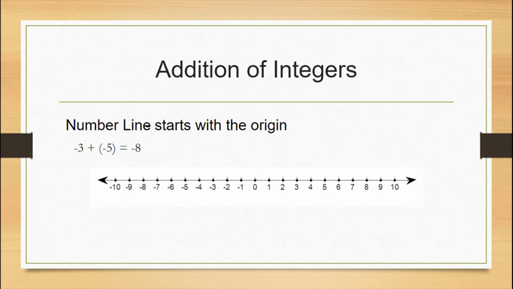So again, let's start with our origin, which is 0. And we're going to move 3 steps to the left since it is negative 3. So 1, 2, and 3. And we're going to add it with negative 5. It is still negative, so we're going to continue moving to the left. 1, 2, 3, 4, 5. And our endpoint here is negative 8. So still, we got the same answer with our colored counter, and that is negative 8.